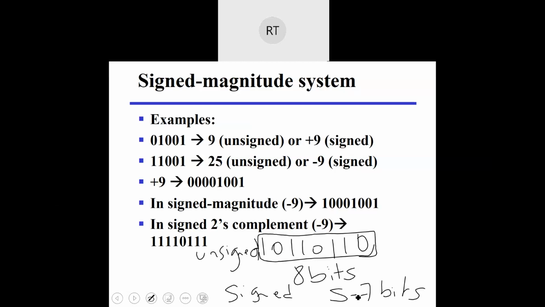Yes, but it is unsigned. So this is 2 to the 0, 2 to the 1, 2 to the 2, 2 to the 4, 2 to the 5, 2 to the 7. You add them, you will get your value.